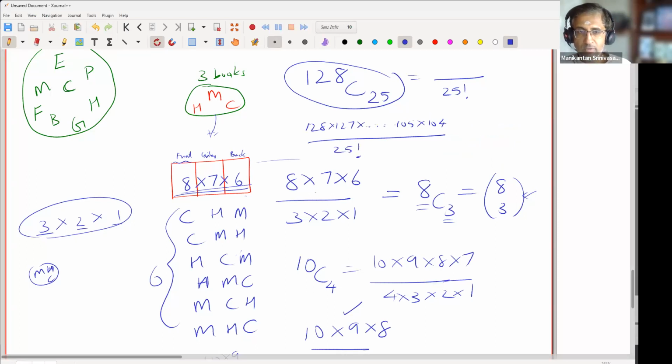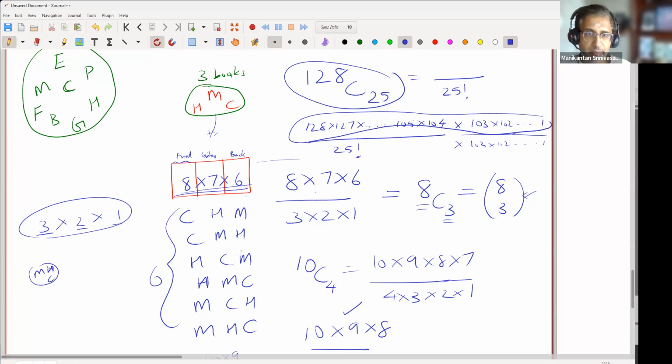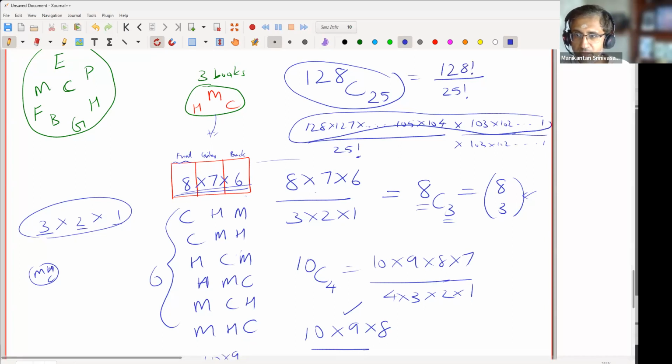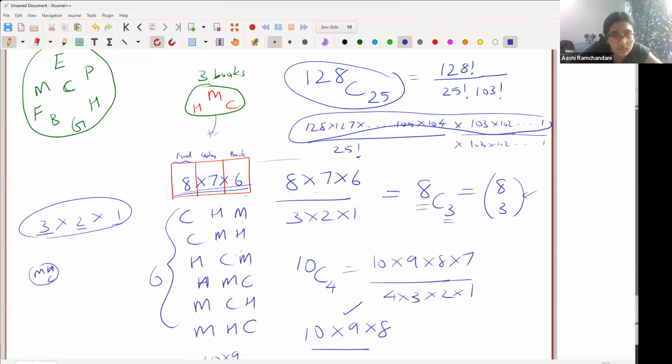But because this upper one was clumsy to write, people said, let's continue this by multiplying and dividing by some number. What number? Suppose I put 103 into 102 all the way till 1, both in the numerator and denominator. First of all, I've not changed the value because I've multiplied and divided by the same quantity. Now the upper one just becomes 128 factorial. And the bottom one I have multiplied by 103 factorial. Does it make sense, guys? Ashi, you're with me? Yes. All of you with me, right?